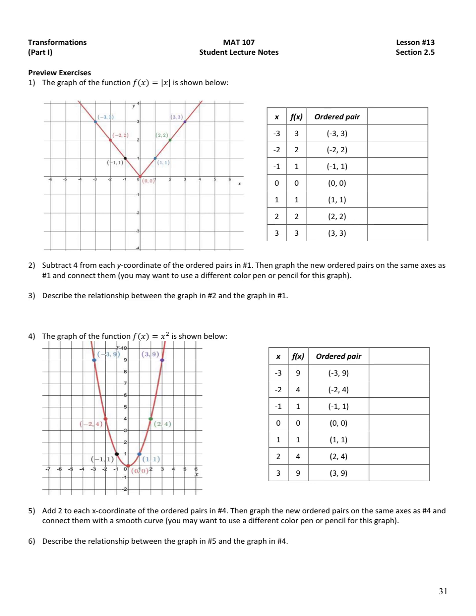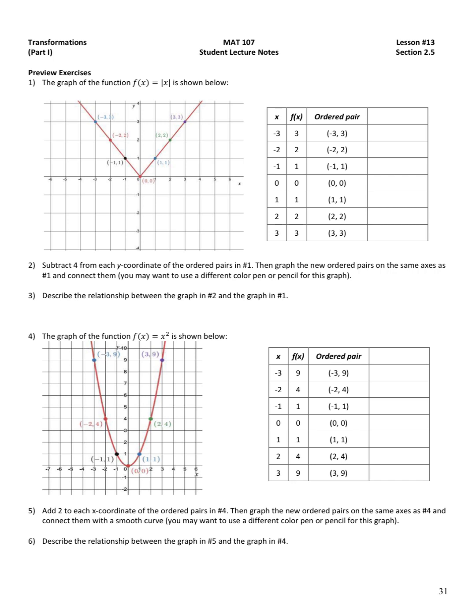These are the preview exercises for College Algebra Lesson 13. The graph of the function y equals absolute value of x is shown below, and then I have a table of values with some x and y values and the associated ordered pairs. I want to subtract 4 from each y coordinate in the ordered pairs in number 1, and then we'll graph the new ordered pairs and see what happens visually.